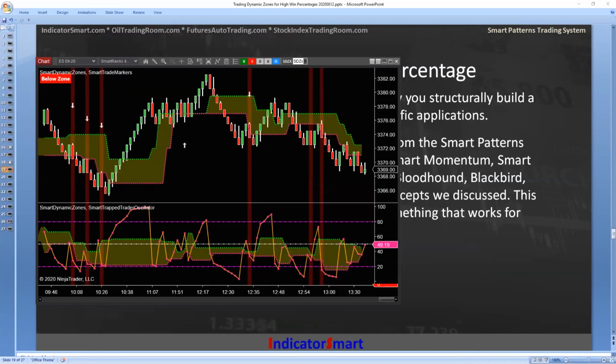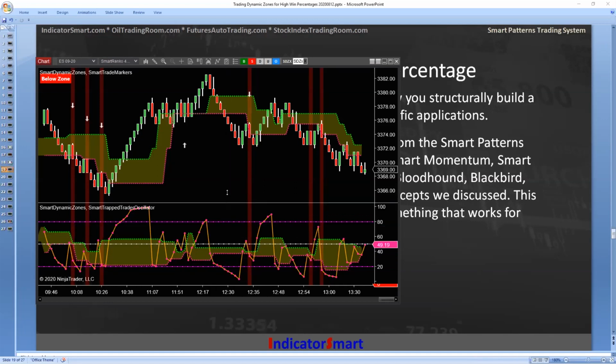So Abhay, when you are departing from a zone, you're looking at these two bands right here, and I'm departing from the zone to the downside. Departing from the zone to the downside. Here I'm departing from the zone to the upside.